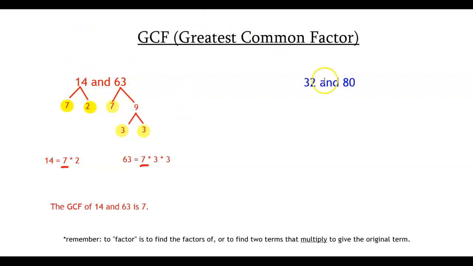As an exercise for yourselves, try to do a prime factorization for both 32 and 80. You're going to break it down into factors until it can't be broken down. Pause the video, try this one out, and then come back to see if you got it right.